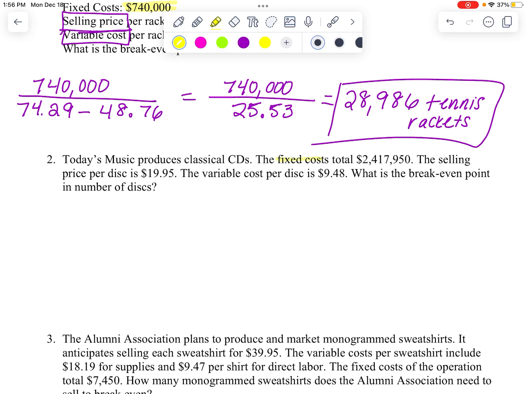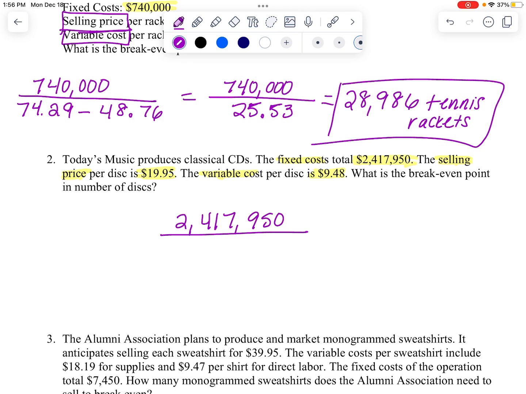You have your fixed cost. We're just going to highlight this big number here, 2 million. They even tell us directly the selling price. It's $19.95. Variable cost is $9.48, and they want the break-even point. So we're going to draw our fraction bar. Fixed goes on top. So you're putting that big number, 2,417,950.